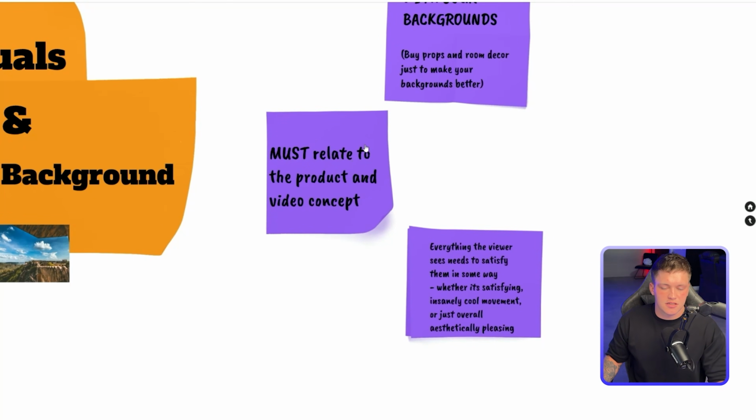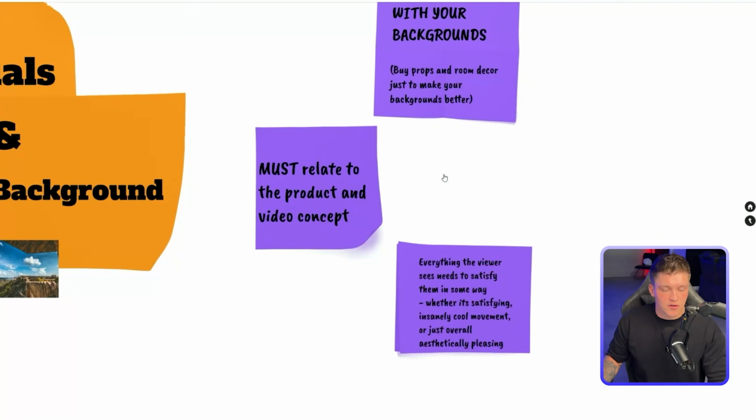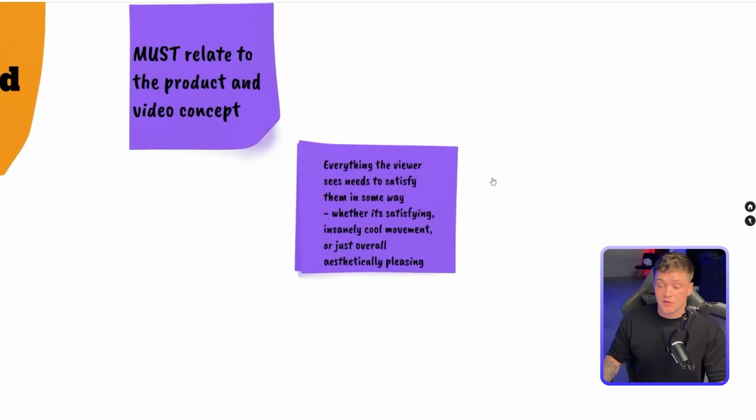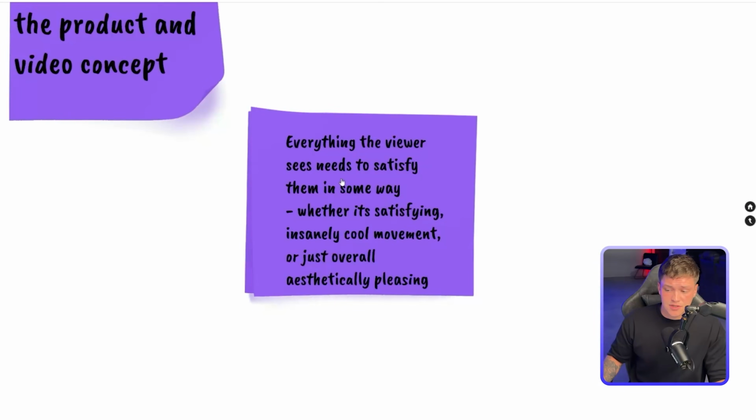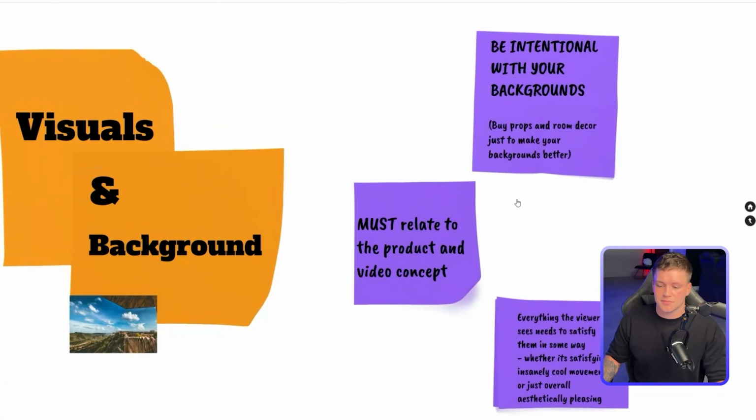It must relate to the product and video concept, which we already went over. It's very simple. You don't want to have a kitchen product outside in front of a lake. You don't want to have a gaming product in the middle of your kitchen. It just wouldn't make sense. So always make it relate to the product and the video concept. And then lastly, before we move on to the examples, you want to make sure everything that the viewer sees needs to satisfy them in some way, whether it's satisfying or an insanely cool movement or just overall aesthetically pleasing.